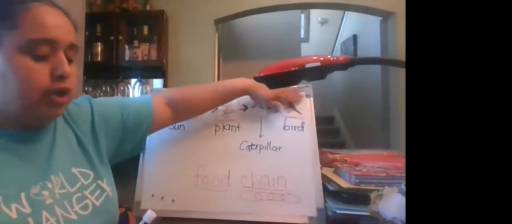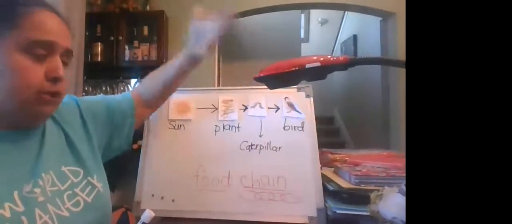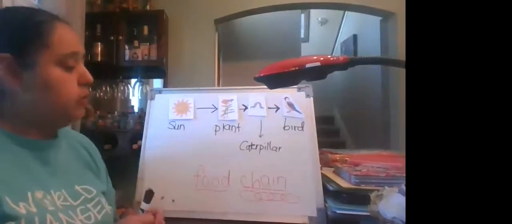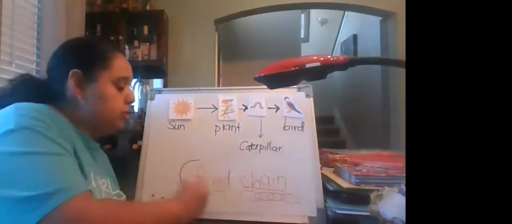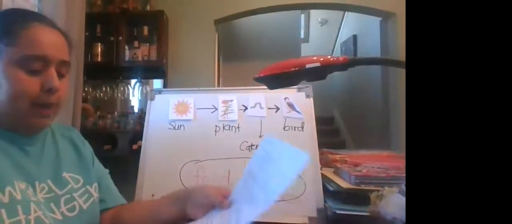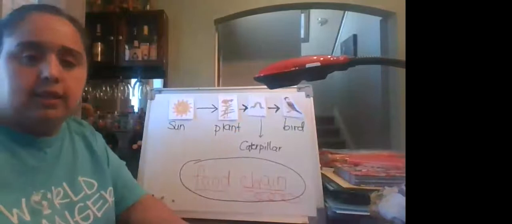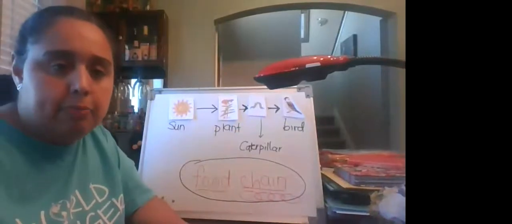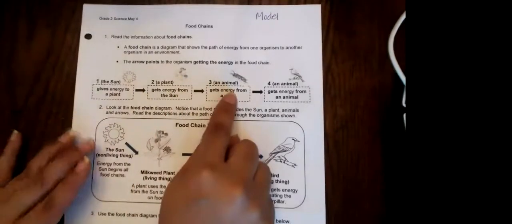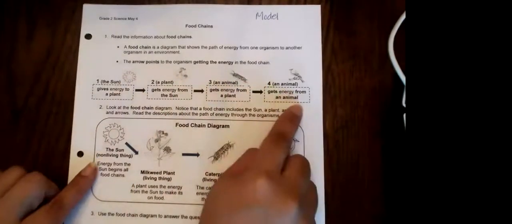And then the bird gets its energy from the caterpillar because birds like caterpillars. Okay, so this is what we learned today about food chains. Okay, in your packet right here, you have all of this information, friends, okay? The sun gives energy to the plant, the plant gives energy to the caterpillar, the caterpillar gives energy to the bird.